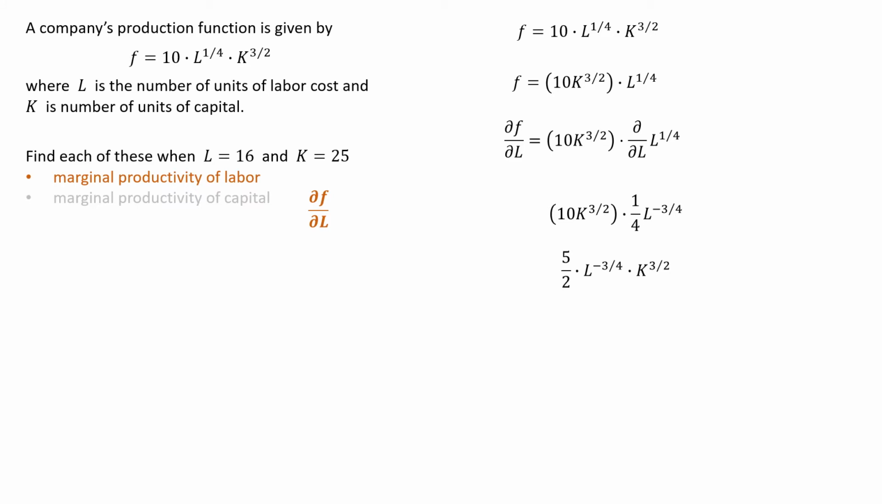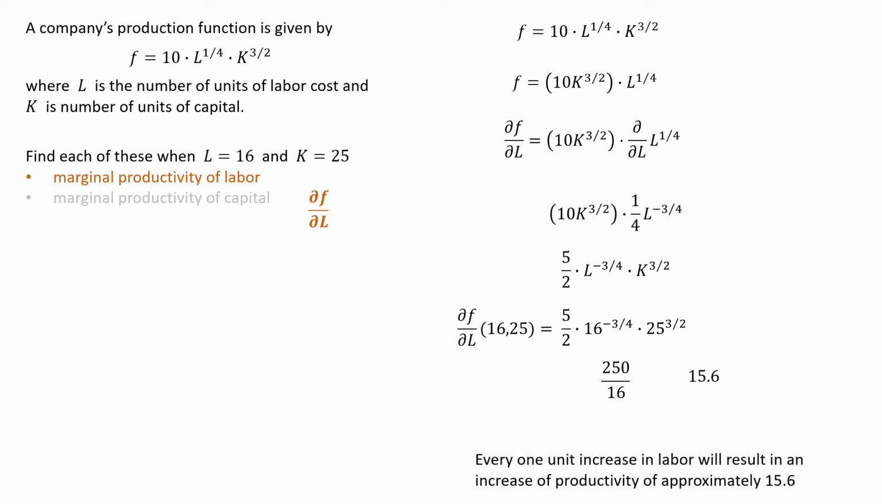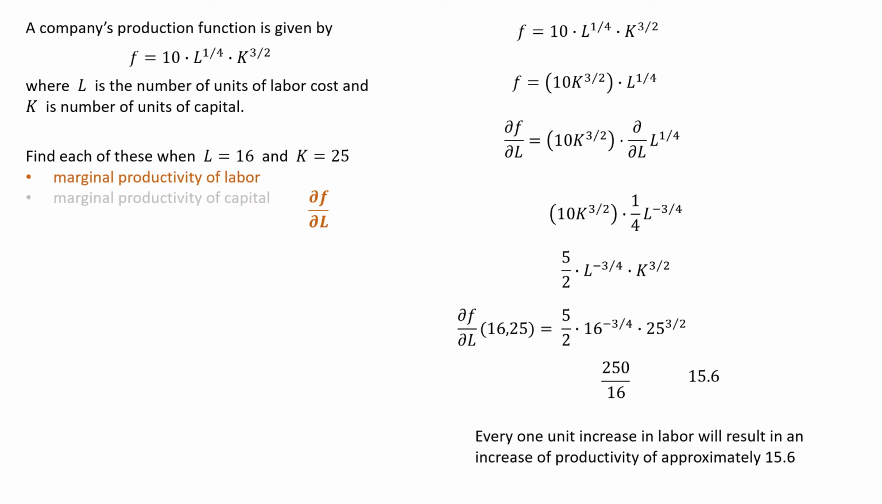Now, the question asks us to find this partial derivative, or this marginal productivity of labor, for specific L and K values. So now we can plug those values of L and K in. I did the work here without a calculator and then calculated it as a decimal. And therefore we have a marginal productivity of labor of about 15.6. What does that mean? I recommend hitting pause and reading that sentence a couple times.